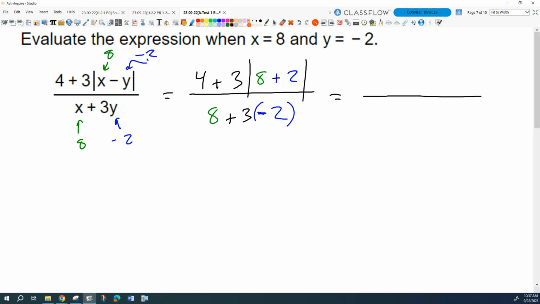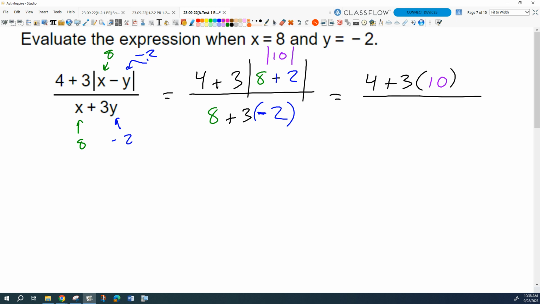So what is 8 plus 2? 10. Okay, so that becomes a 10. What's the absolute value of 10? We can evaluate that too. That's just 10, right? So on the top then we get 4 plus 3, and then if I'm multiplying by 10, I could either put a dot there or I could just put it in parentheses. Take your pick. Doesn't matter, right? That's what's on top. Does that all make sense?